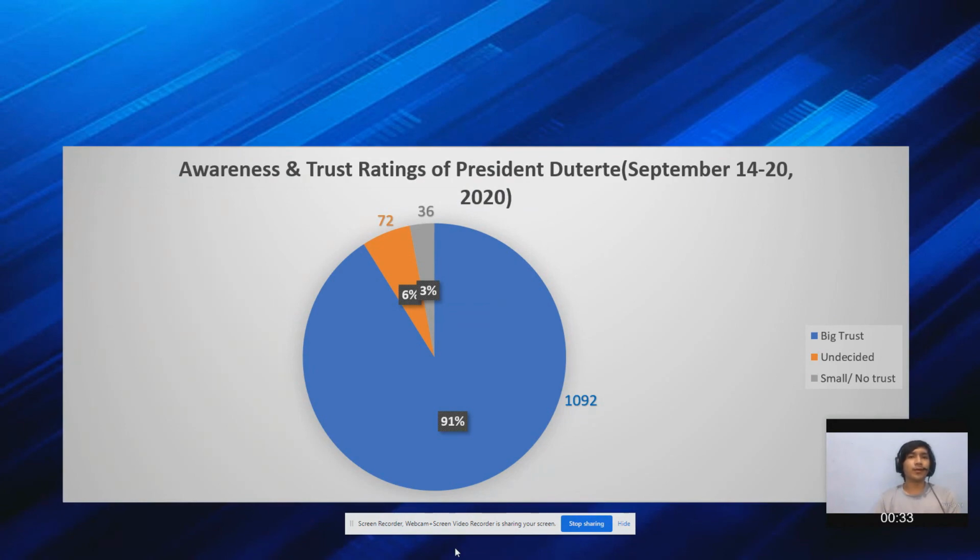The blue one, or 91%, represents big trust in Duterte. It is equivalent to 1,092 respondents. The orange one, or 6%, represents undecided, or equivalent to 72 respondents. The gray one, or 3%, represents small or no trust at all. It is equivalent to 36 respondents.